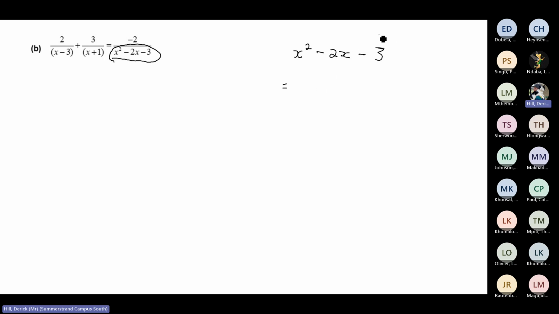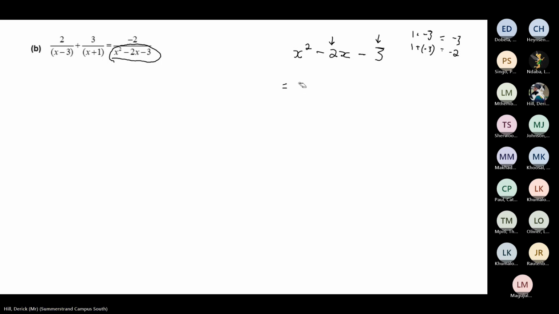So x squared minus 2x minus 3. We want factors of minus 3 that'll give me minus 2. I know that 1 and minus 3 multiplied give me minus 3, and also 1 plus minus 3 gives me minus 2. So I'm going to have x squared, what do I want to do first? My plus x minus 3x minus 3.